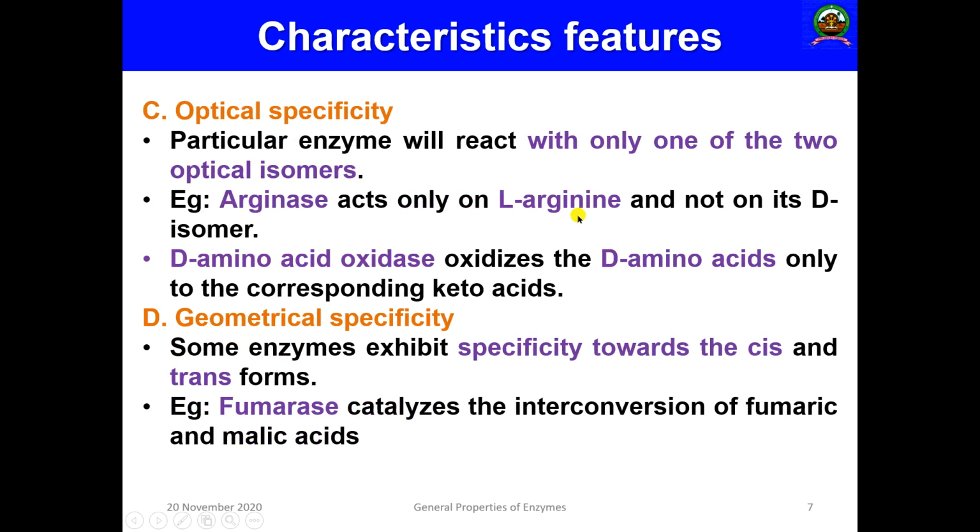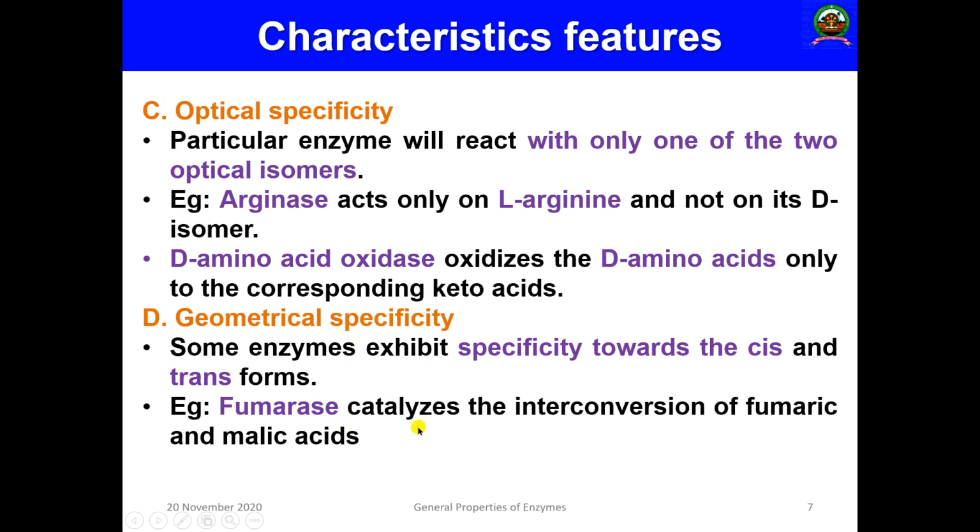Okay, so I told you about geometrical specificity, geometrical isomerism, either cis or trans. Some enzymes exhibit specificity towards the cis and trans forms. Generally, enzymes act only on the cis form or only on the trans form, and very rarely act on both. But there are some enzymes that act on both the cis and trans forms.